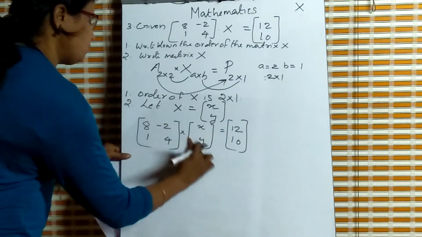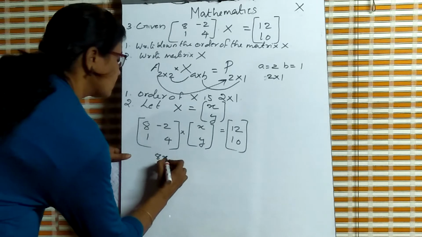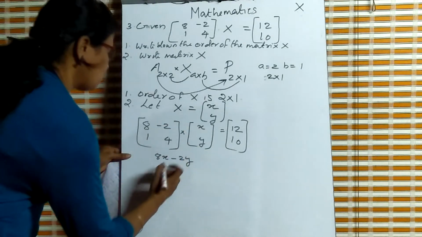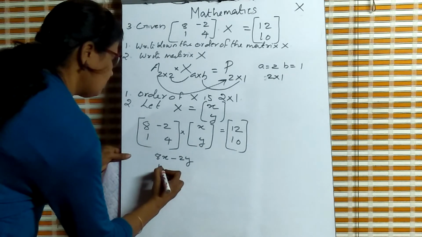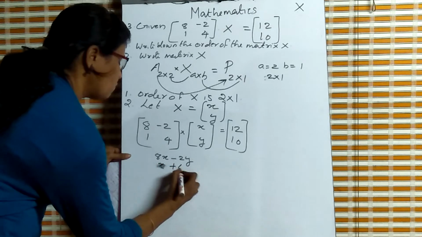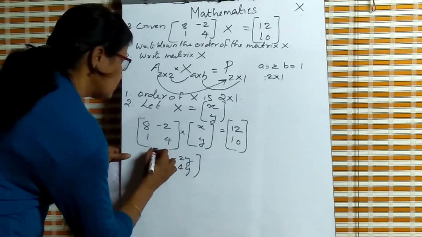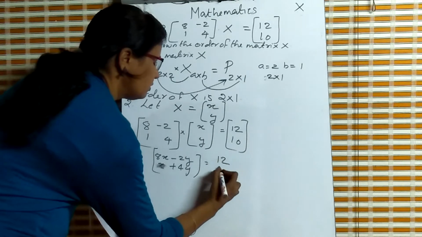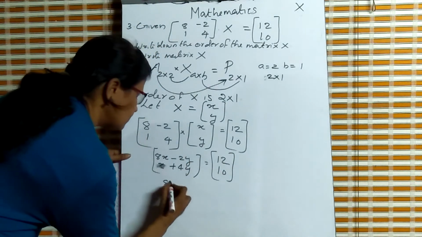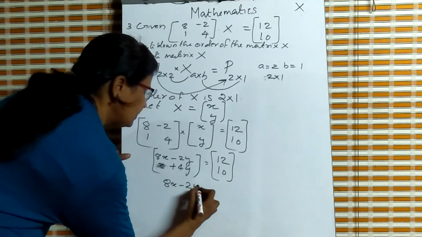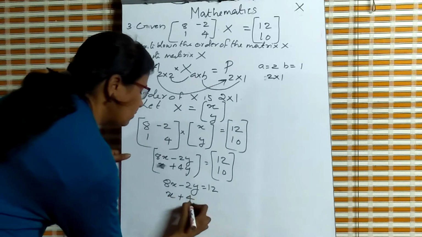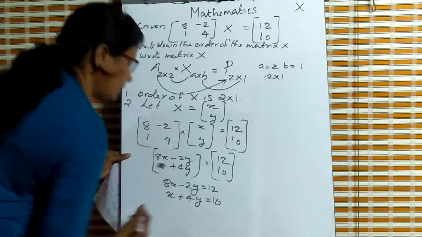Multiplication: first row into first column, 8x minus 2y. Second row into first column, 1 into x plus 4y, equals 12, 10. That is 8x minus 2y is equal to 12 and x plus 4y is equal to 10.